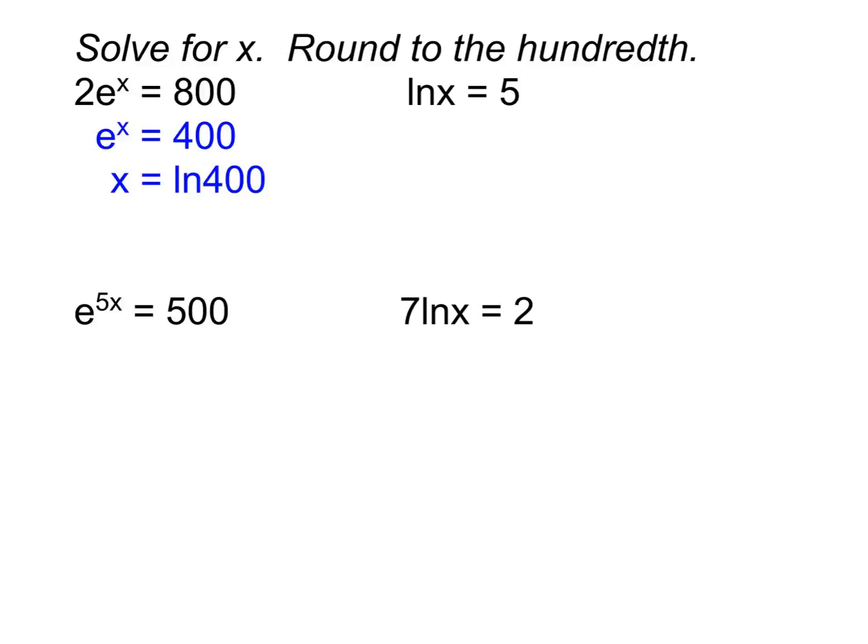Because that right side, it's just a function and a number. And the natural log of 400 is about 5.99. Next, write down the one next to it, natural log of x equals 5. And go ahead and solve that one out if you can, or at least take it as far as you can.